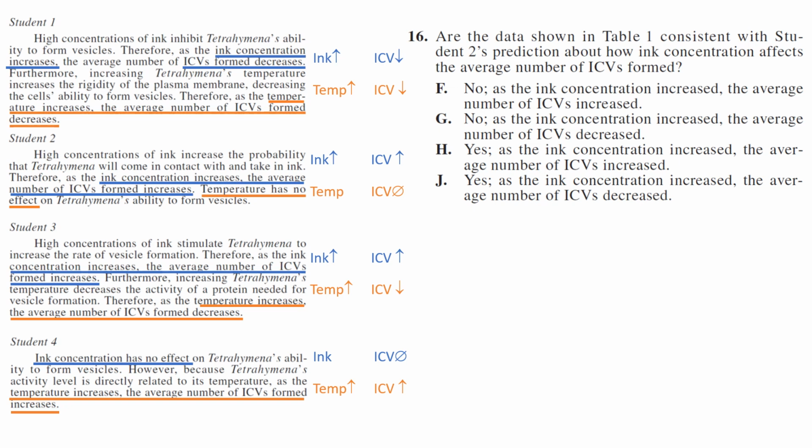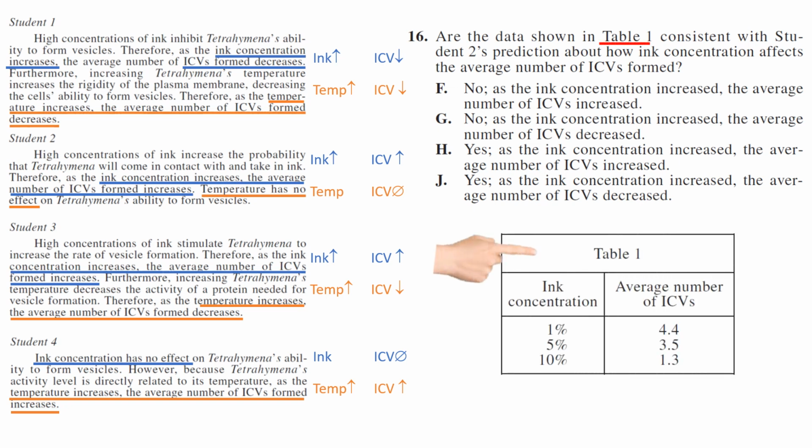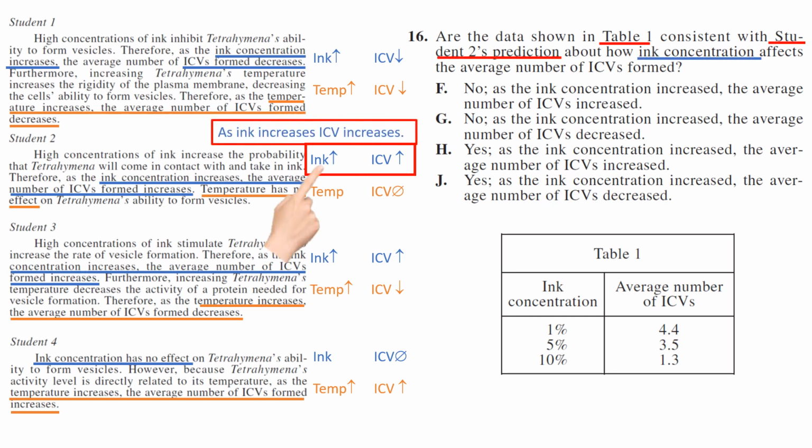Number 16, are the data shown in table 1 consistent with student 2's prediction about how ink concentration affects ICVs formed? So student 2 says, as ink concentration increases, ICV increases. Table 1 says, as ink increases, ICV decreases. So they're not consistent. So it has to be F or G. And the table says, as ink increases, ICVs decrease. So your answer is G.